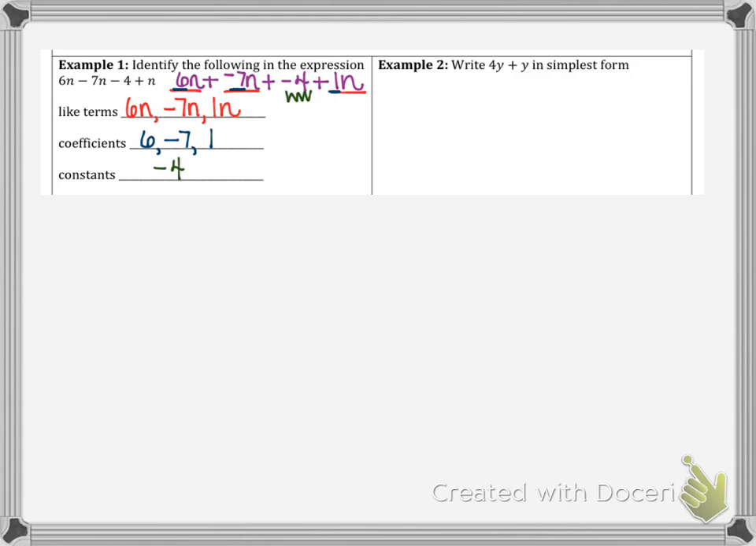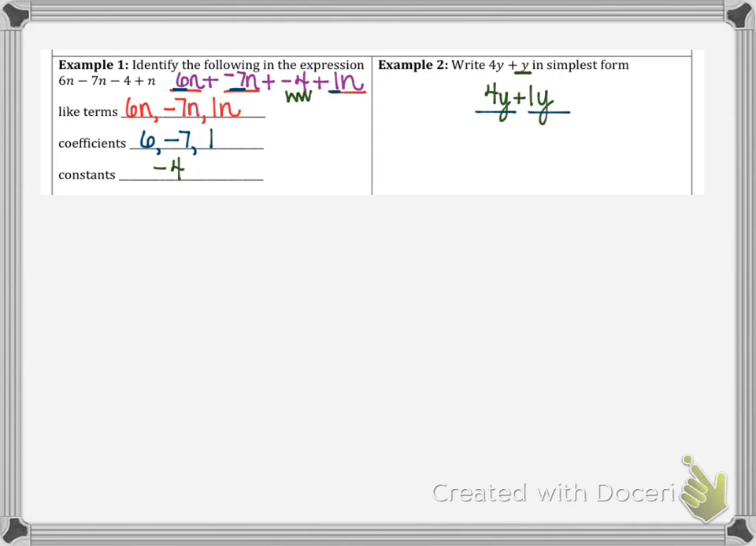For example 2, we want to write 4y plus y in simplest form, which basically means we want to combine like terms if we have them. The first thing I notice here is we've got addition, so I don't have to rewrite this expression as an addition problem, it's already there. But the one thing I would suggest doing is let's add a coefficient of 1 in front of this y term. Now I can see that I have two like terms, and they are 4y and 1y. They have the same variable, y, to the same power. There's really exponents of 1s here.